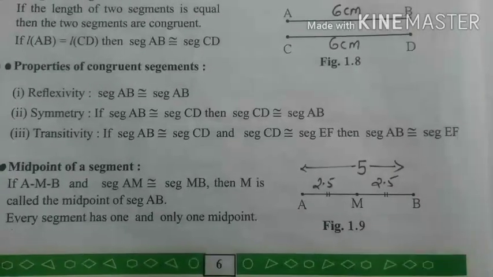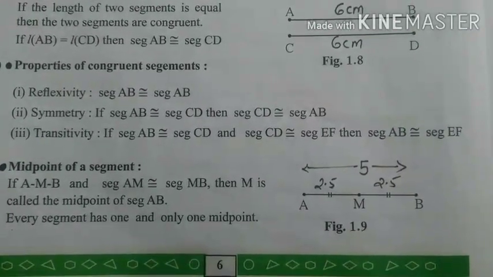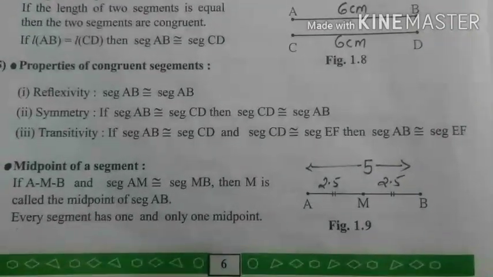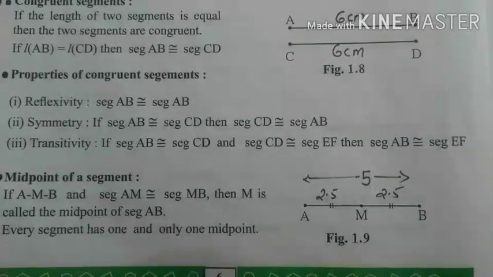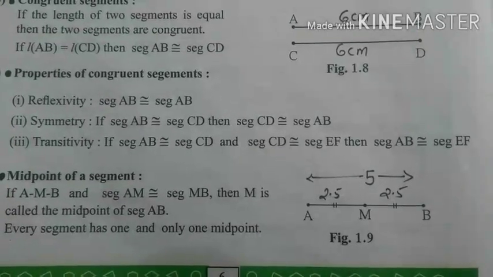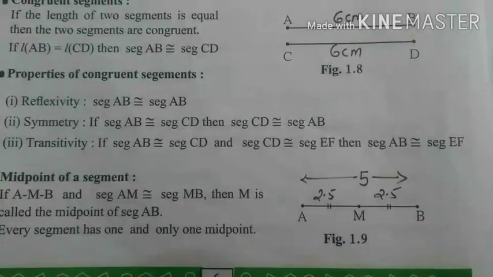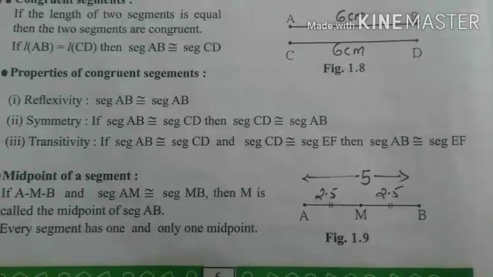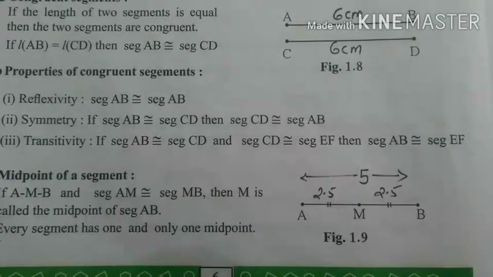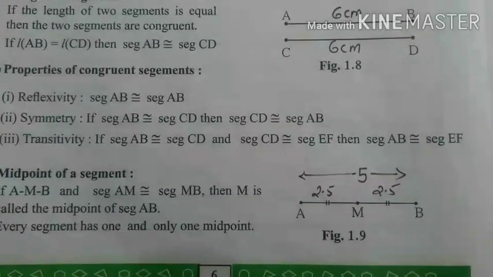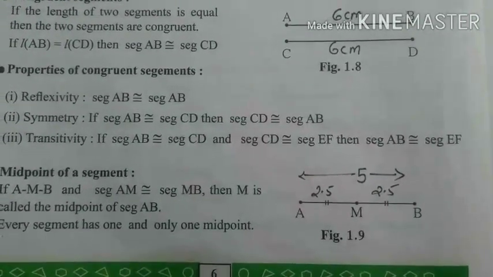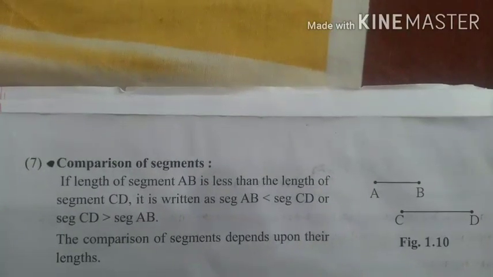Midpoint of a segment. See, if point M lies on AB and AM is congruent to MB, then M is called the midpoint of segment AB. See the figure, children. M is the midpoint of the segment AB. AB is given as 5 units. The measure of segment AB is 5 units. And M is the midpoint, means it divides the segment into two equal parts. So AM equals half of AB, means 2.5. So how much will MB also be? 2.5.